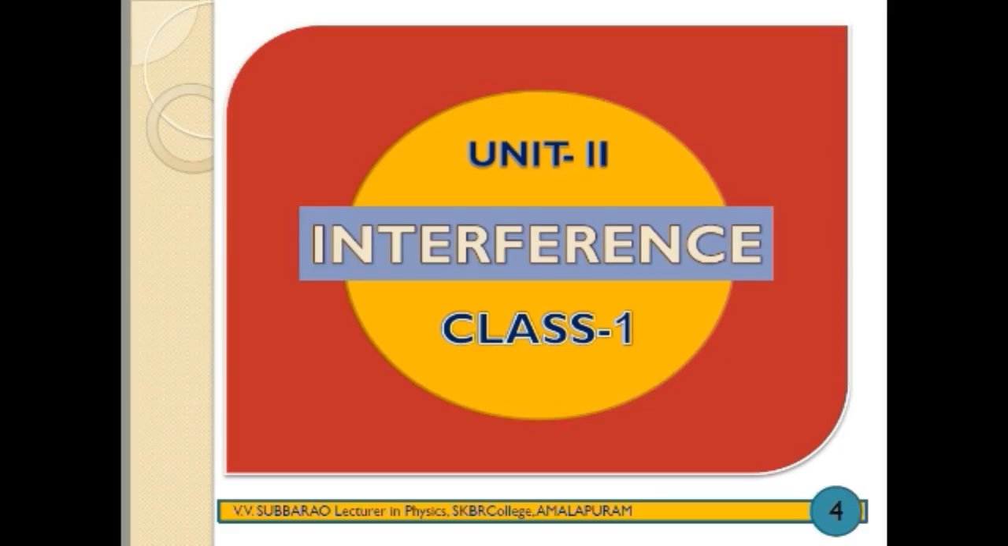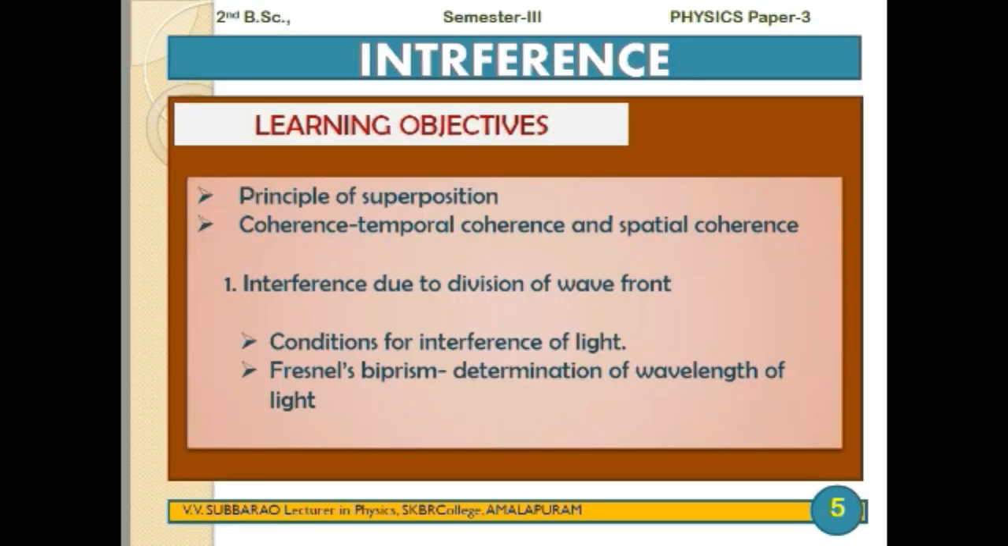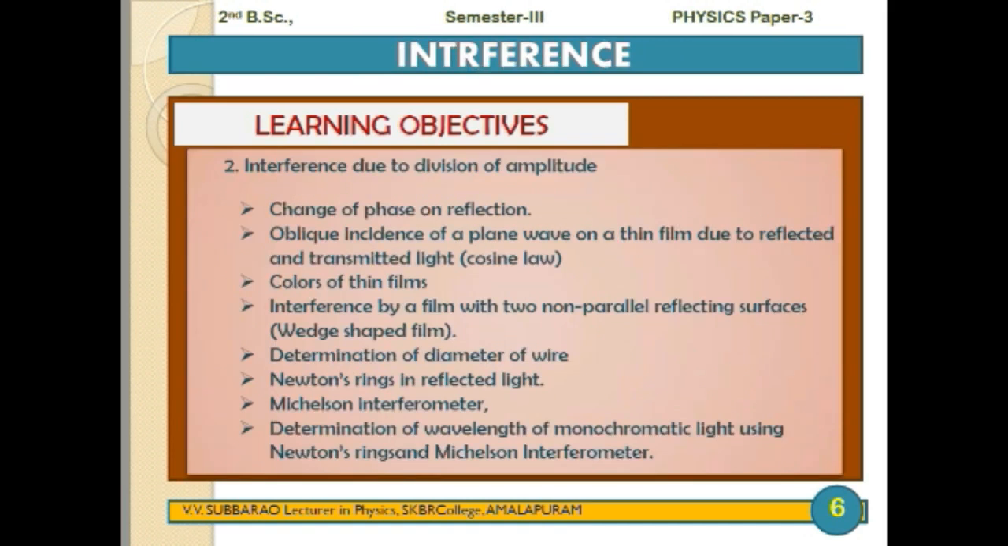Today we are going to learn about interference in this first class. The learning objectives for this lesson are principle of superposition of waves, coherence, temporal and spatial coherence, interference due to division of wavefront, condition for interference of light, Fresnel's biprism, interference due to division of amplitude.